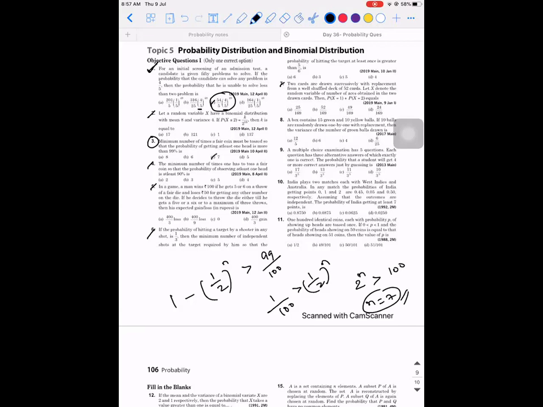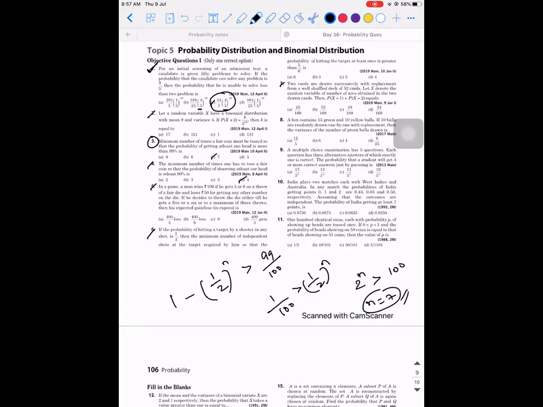Fourth one, same thing. The minimum number of times one has to toss a fair coin so that the probability of observing at least one head is greater than 90%. Same inequality. You should replace it with 90 by 100. So four, sir.